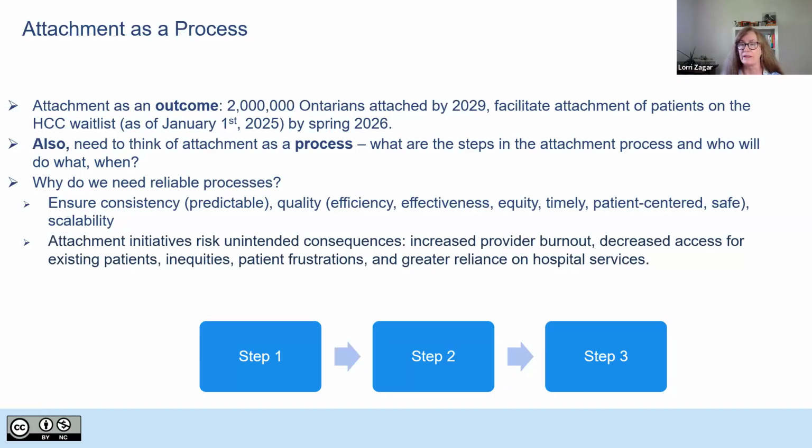It also leads to quality. So if you think about those 6 dimensions of quality that we always talk about, they're in the brackets there. By having a reliable process, it leads to our systems being more efficient and effective and timely and equitable and patient-centered and safe. So that's why it's important for us to get into the weeds around attachment.